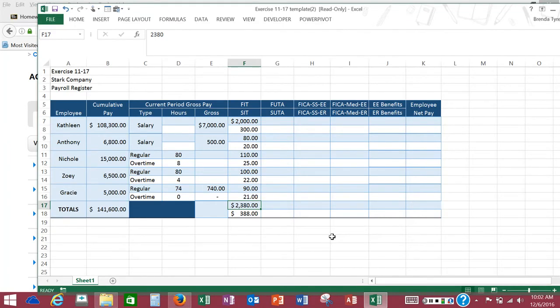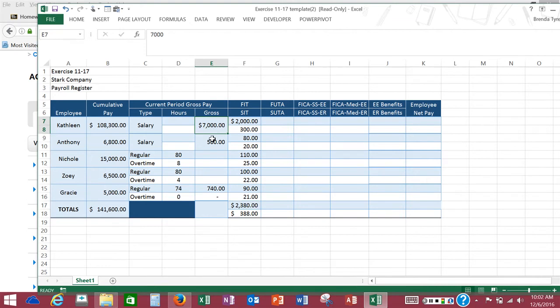We're going to walk through an exercise that some of you struggled with in the in-class work. This is exercise 1117, and it was calculating a payroll register given the information in your textbook. That's been laid out in the table that we have here. So what you have is some employees that are paid a gross salary.